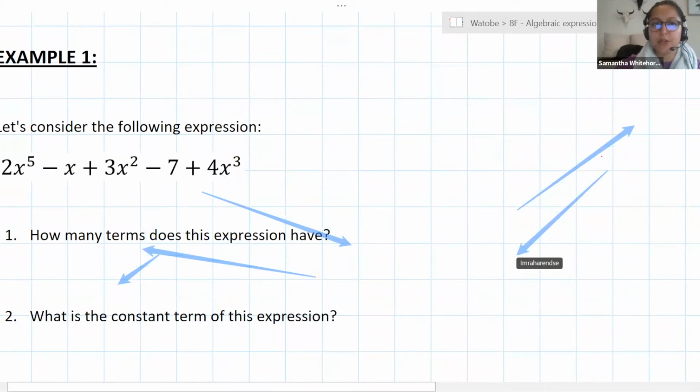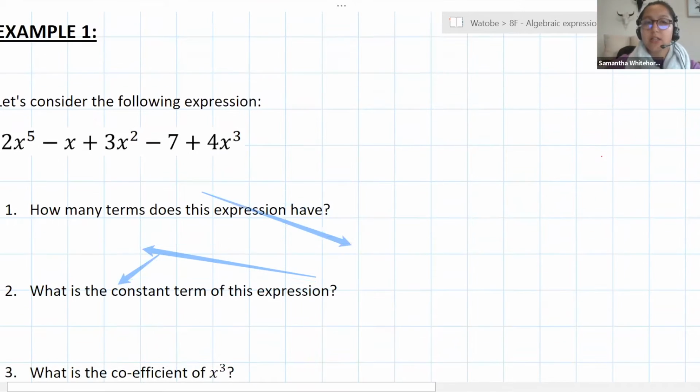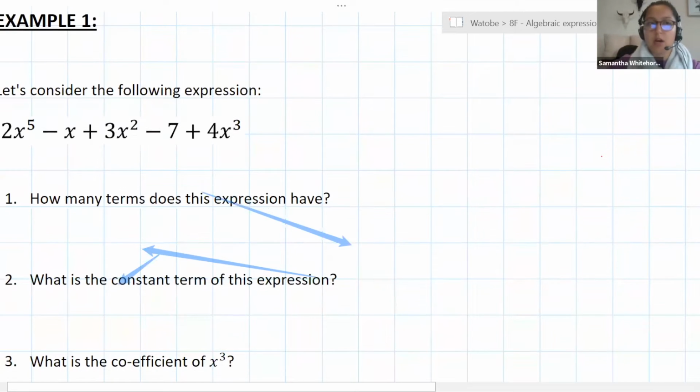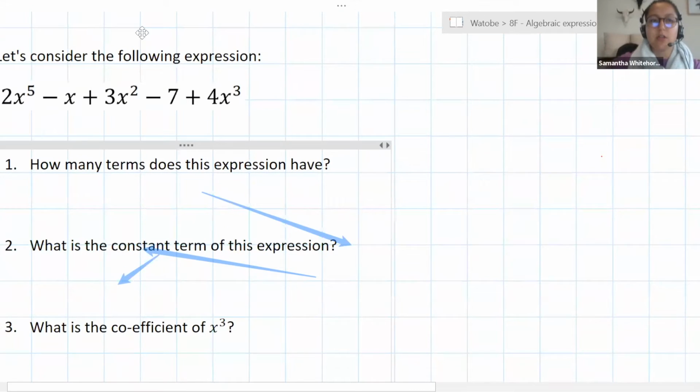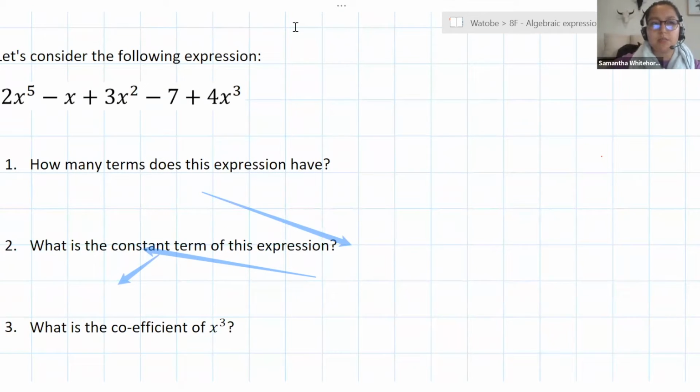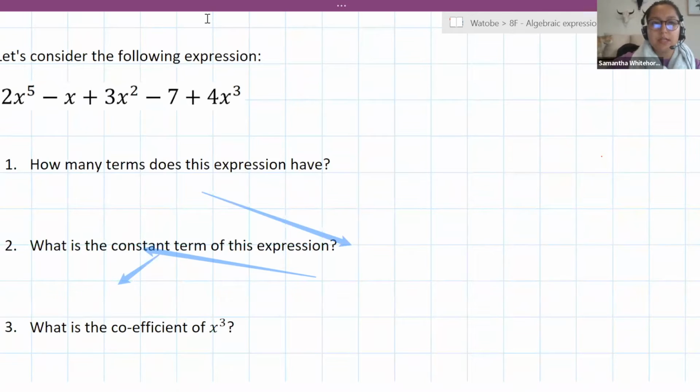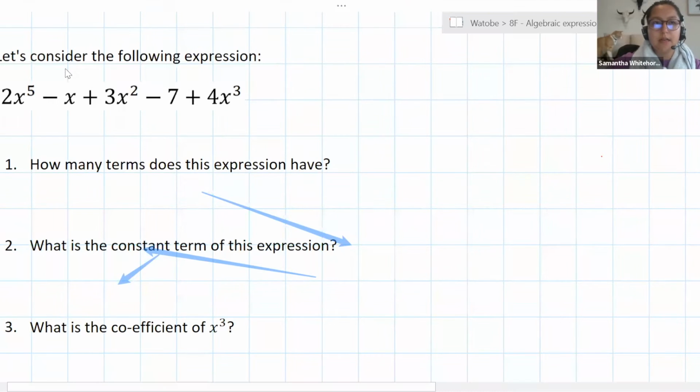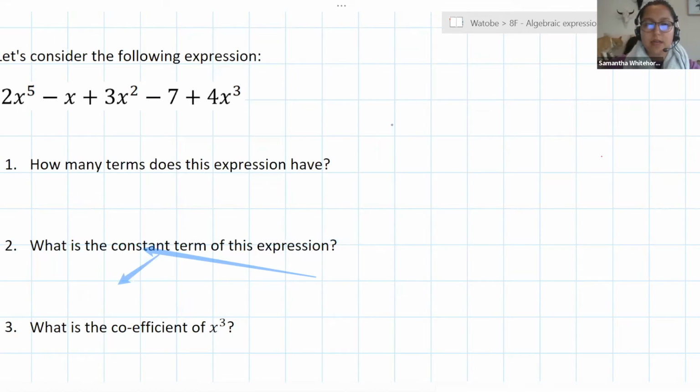Okay, cool. So this is an example of the type of question we could ask you where these terms become important. I could give you an expression and then ask you some different questions. Let's have a look at what I've got going on here. We've got this expression that I've given to you here. We've got the expression 2x to the power 5 minus x plus 3x squared minus 7 plus 4x cubed.